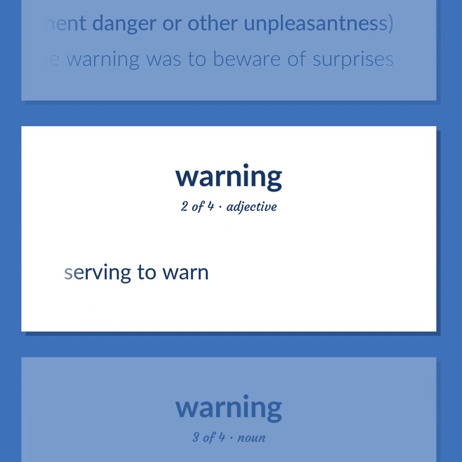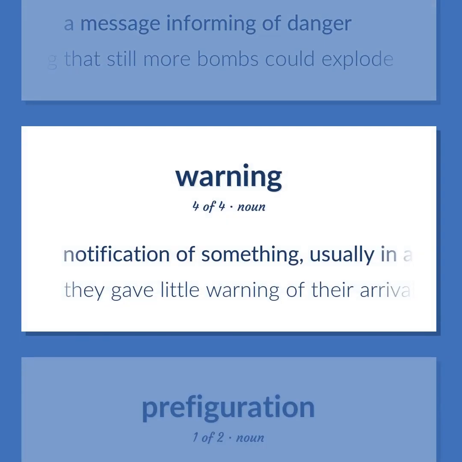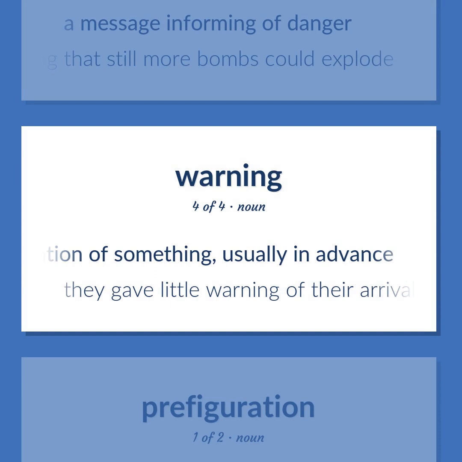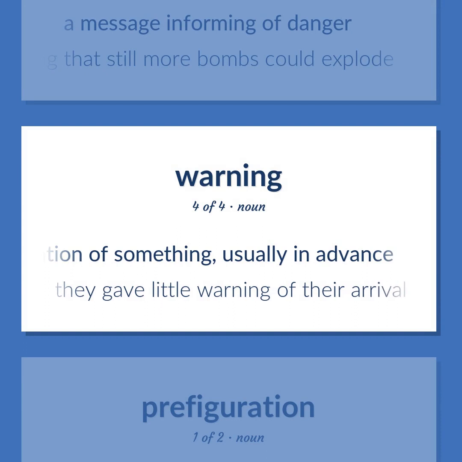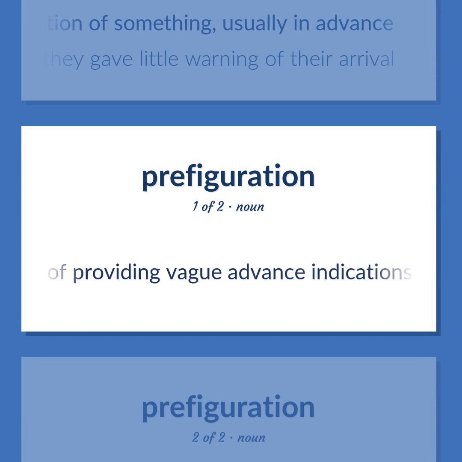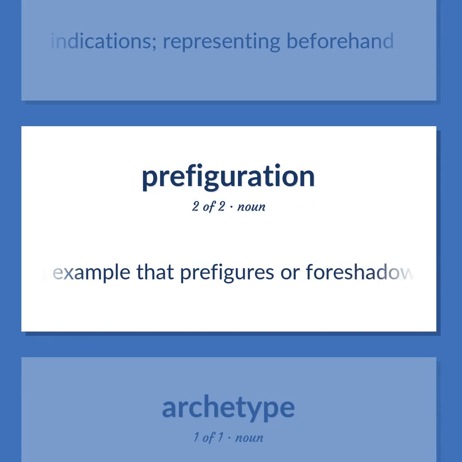Serving to warn. A message informing of danger. A warning that still more bombs could explode. Notification of something, usually in advance. They gave little warning of their arrival. The act of providing vague advance indications, representing beforehand. An example that prefigures or foreshadows what is to come.